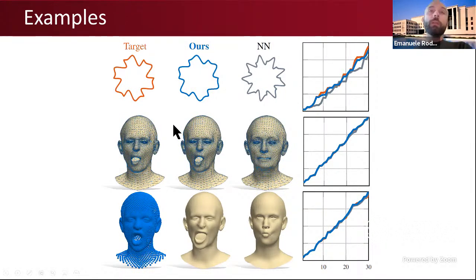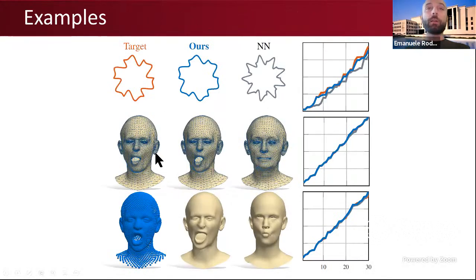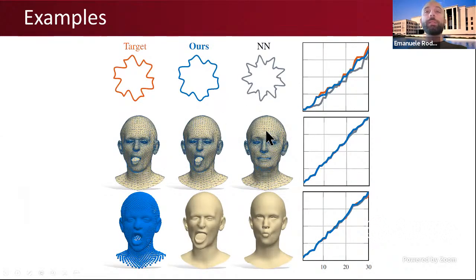Okay. So you might wonder whether maybe the network has seen this shape before, or maybe it has seen similar eigenvalues before during training. Well, no, because this is the shape that the network has seen before that has the most similar eigenvalues to the one I'm solving now. So the network only knows this, doesn't know this one, but still was able to reconstruct the correct shape.